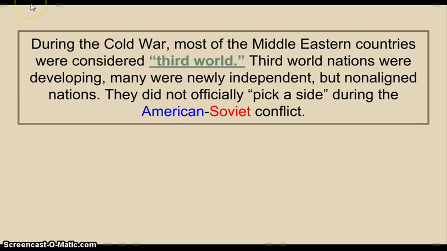During the Cold War, most of the Middle Eastern countries were considered third world. Third world nations were developing, many were newly independent, but here's the important thing. They were non-aligned, meaning they didn't pick a side during the Cold War. Some of them, like Egypt, actually played one side off of the other.